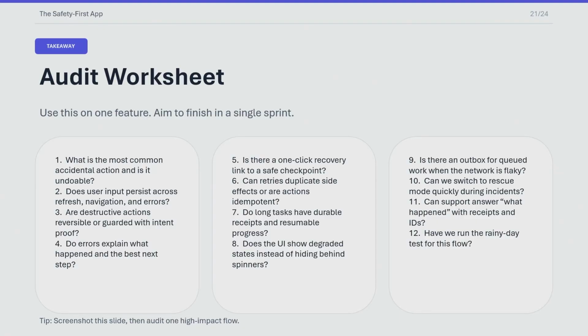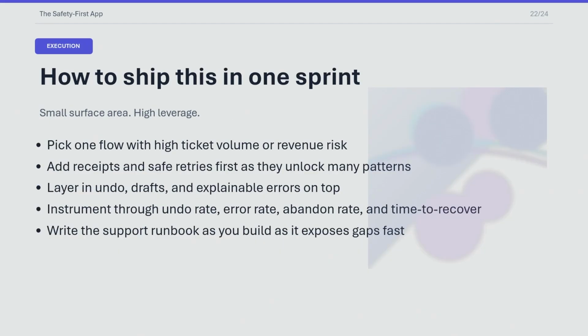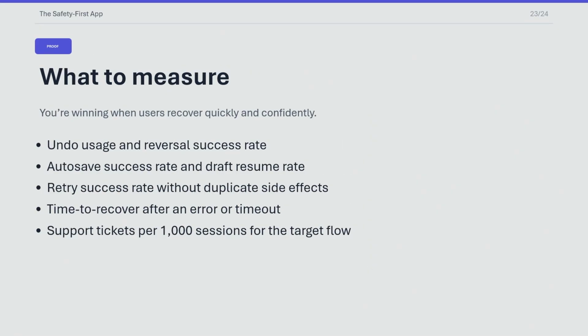Then after that, try to apply this in more flows, and from there you can build on the pattern and apply better patterns for your users. Think about how you're going to ship this in a single sprint. Pick one flow with high ticket volume and revenue risk, add receipts and safe retries first, layer in undo and drafts, instrument the undo rate, error rate, and abandon rate, and write the support runbook as you build, as it exposes gaps fast.